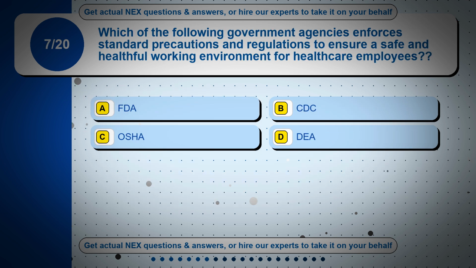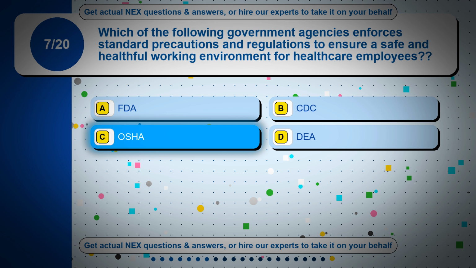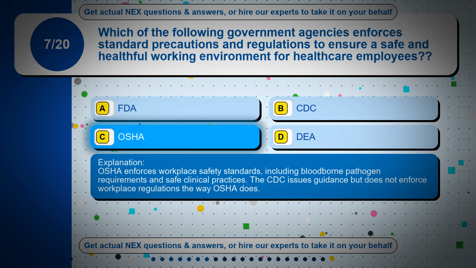Question 7. Which of the following government agencies enforces standard precautions and regulations to ensure a safe and healthful working environment for healthcare employees? Option A, FDA. Option B, CDC. Option C, OSHA. Option D, DIA. The correct answer is option C. OSHA. OSHA enforces workplace safety standards, including bloodborne pathogen requirements and safe clinical practices. The CDC issues guidance but does not enforce workplace regulations the way OSHA does.